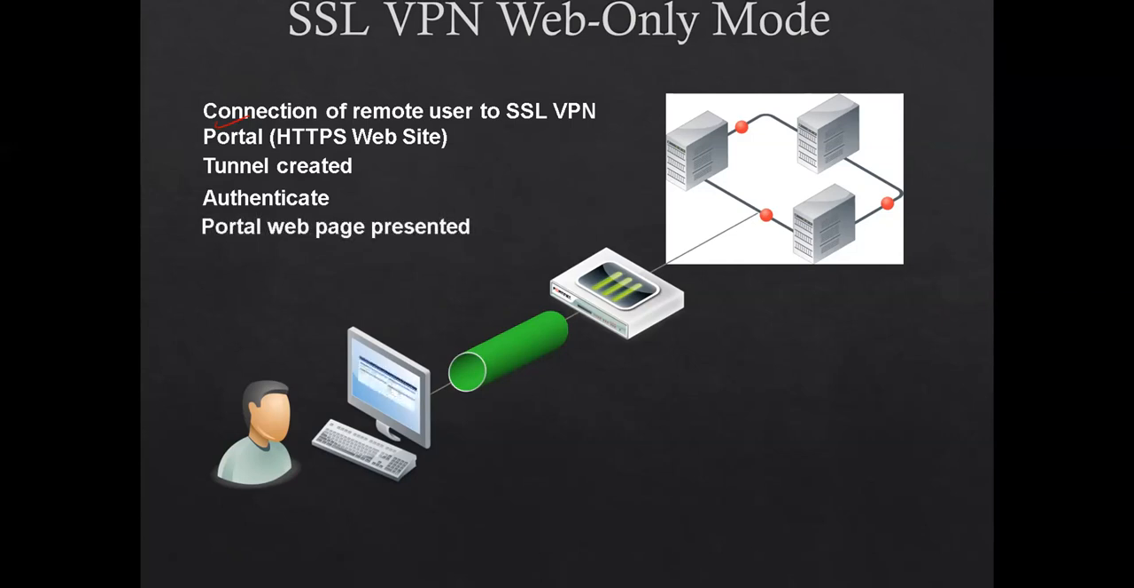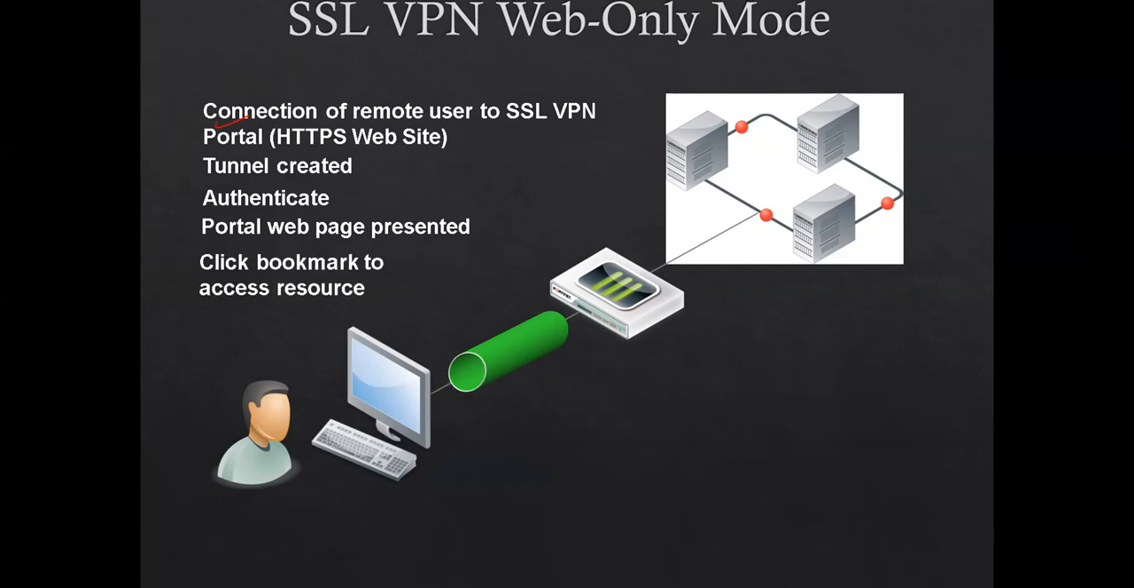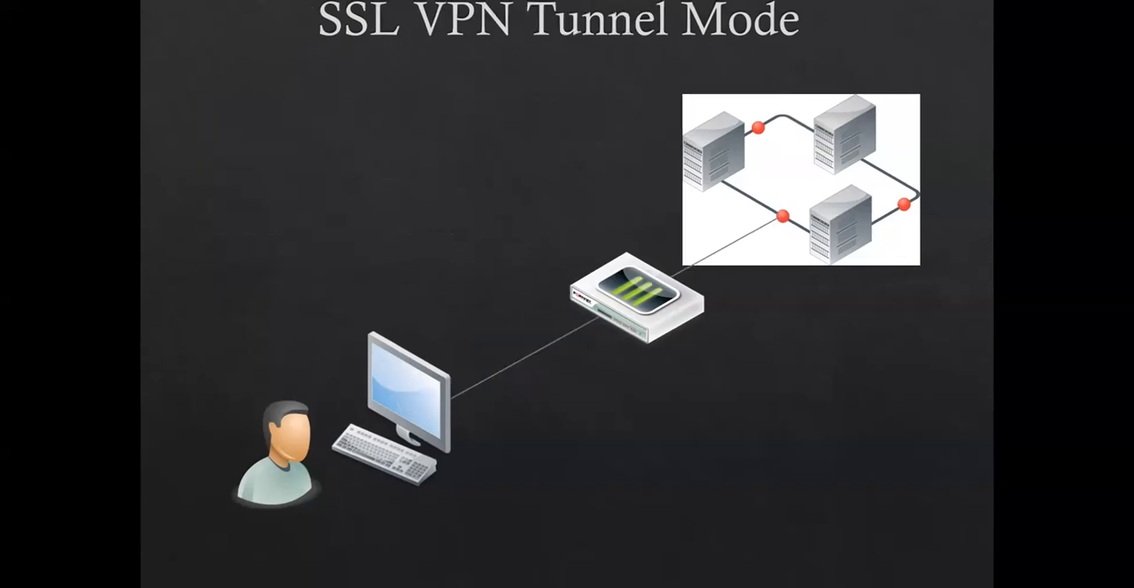Once the authentication is done, you will get a portal page. That portal page is about what access you can have, what kind of resources you have, what bookmarks you have. We are going to show you all this in the lab. Once this is done, you would be able to access your resources. You can create bookmarks as well. That's what the SSL VPN is all about.